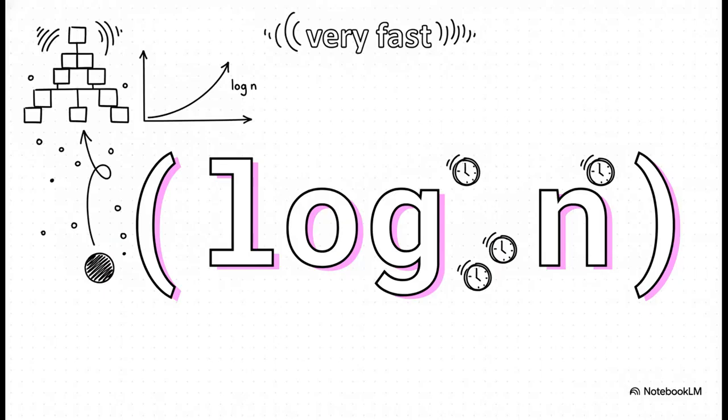And how fast is this whole process? Well, the new element only has to travel up the height of the tree. And because of that nearly complete shape, the tree's height grows logarithmically. This means the whole operation is incredibly fast. We're talking O(log n) time.